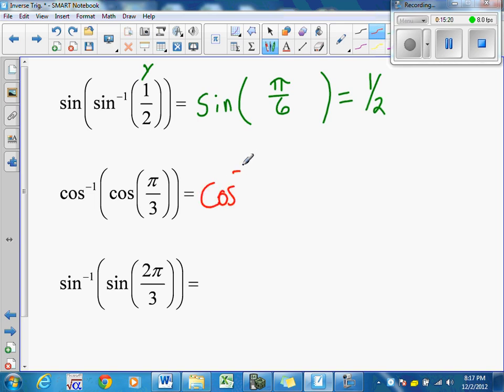Inverse cosine of cosine of pi over 3. Cosine of pi over 3 is what we've already done. What is the x? This is by theta. So what's the x-coordinate for a theta of pi over 3? It's 1/2. Now this is saying what theta gives me an x-coordinate of 1/2, and it's pi over 3.